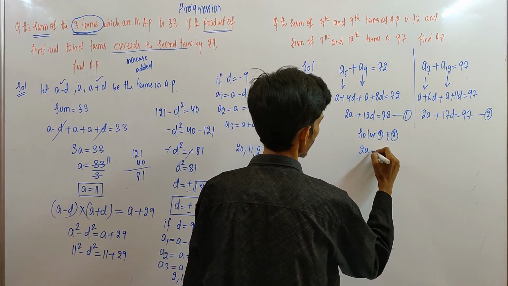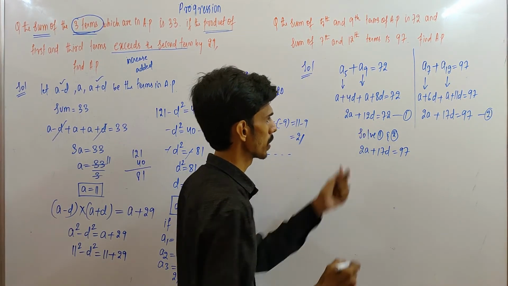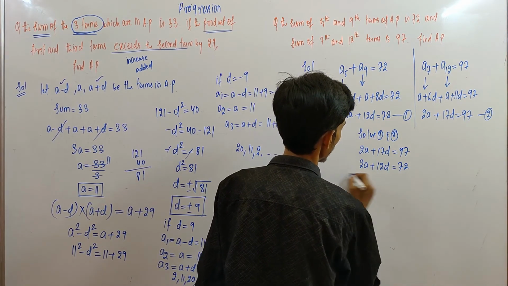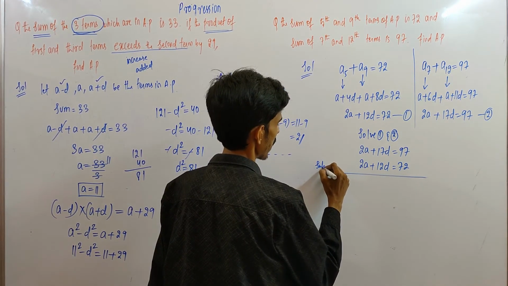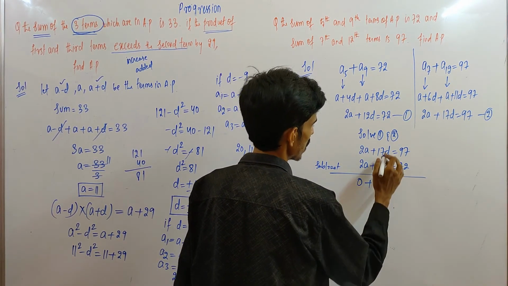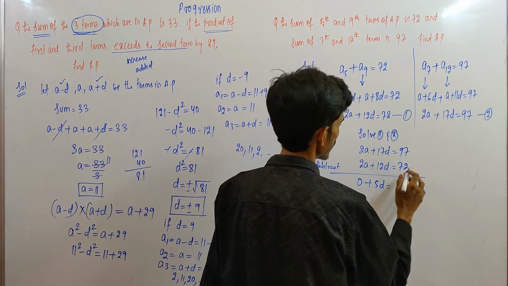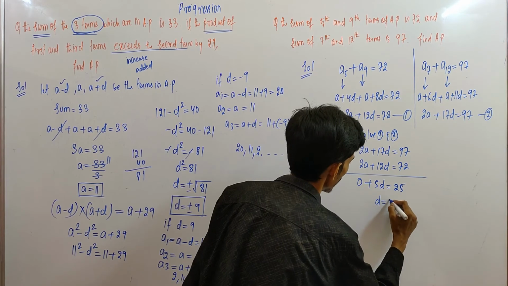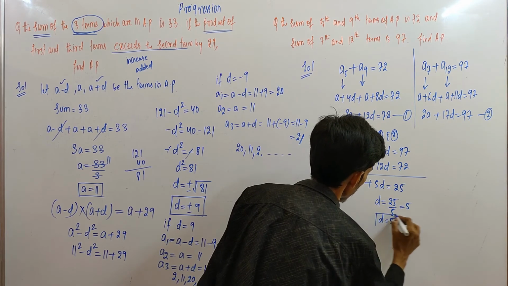Take this equation first, 2a plus 17d is equal to 97. Below this, write down the equation 2a plus 12d is equal to 72. Here the 2a values are the same, so subtract these two equations. 2a minus 2a is 0, 17 minus 12 is 5d, and 97 minus 72 is 25. The d value will be 25 divided by 5, that is 5. So the common difference is 5.